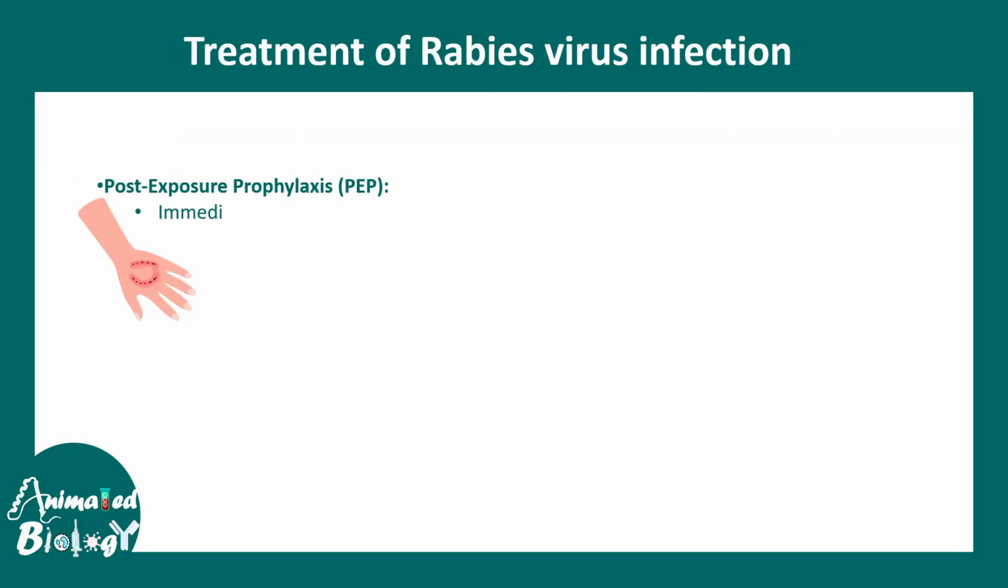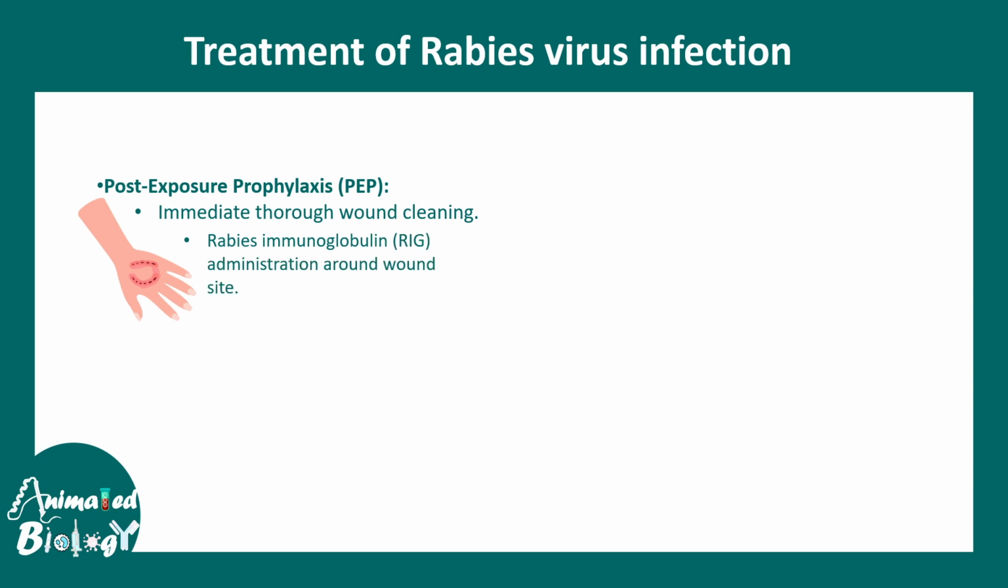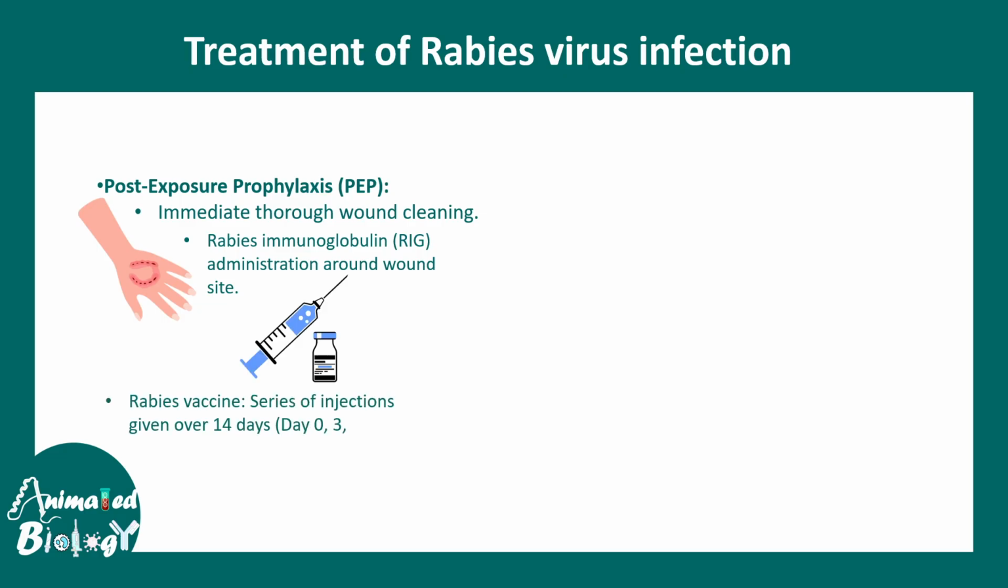So treatment of rabies virus involves cleaning the site immediately, then giving rabies immunoglobulin. Basically, this would prevent the rabies virus. And then the rabies vaccine is a series of injections given over 14 days, and this particular injection would ensure there is post-exposure prophylaxis. So the patient would survive and would not die.